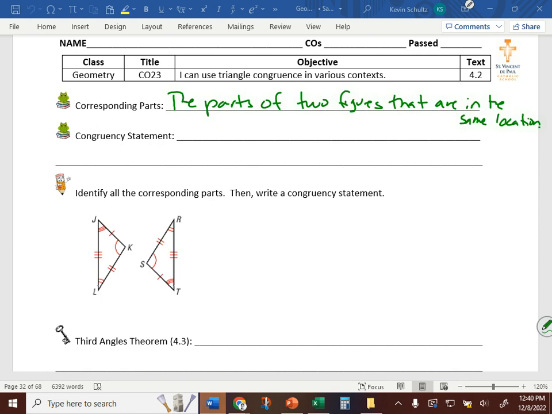Your first introduction to these was back in pre-algebra, actually, CO38. So skipping the congruency statement here and going down to this figure, notice it's full of markings. We know that these little tick marks mean that the side lengths are congruent, and the arcs mean the angles are congruent. So let's just look at side JK here. What side in the other triangle corresponds?